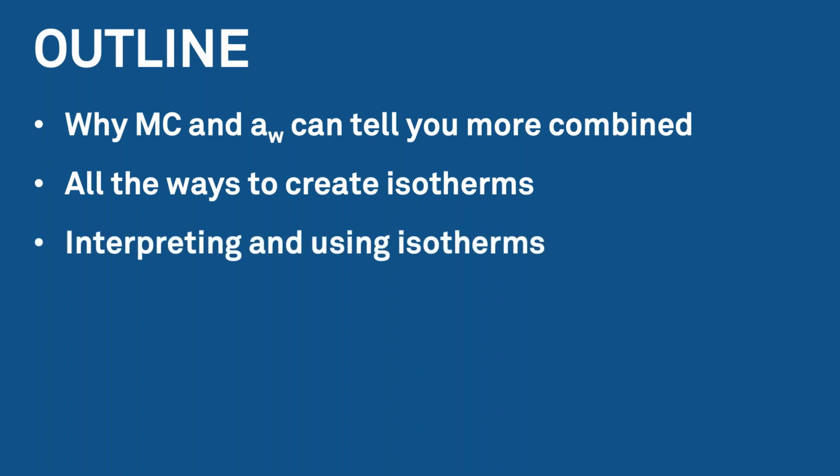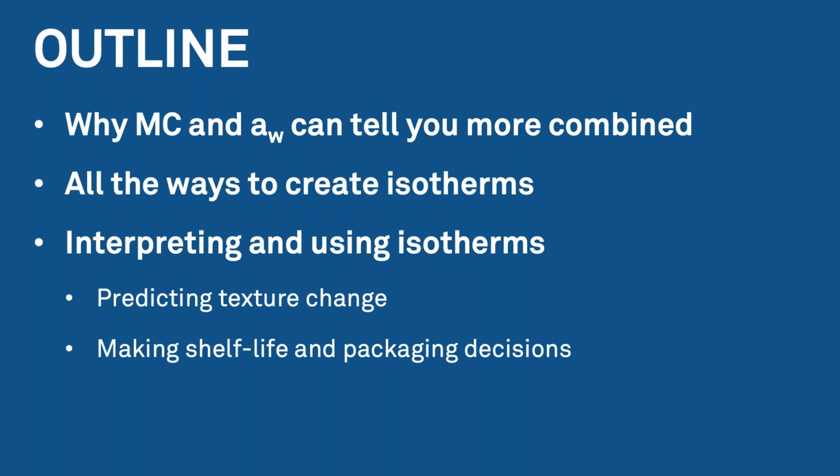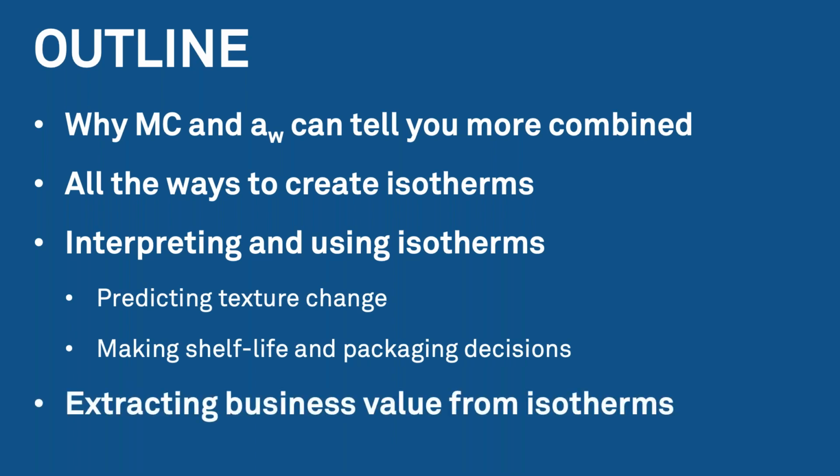Once we know what an isotherm is and how we can create it, we'll be talking about how to interpret them and use them, primarily in the food industry, but this can also be used in the pharma industry, as well as for building materials or even for soil science. So we'll be looking at predicting texture change and also making shelf life predictions, as well as packaging decisions. And then at the end of this presentation, we'll be talking about extracting business value from isotherms. So just going over a few narratives from different companies using isotherms and talking about some of the business value they've been able to get from them.